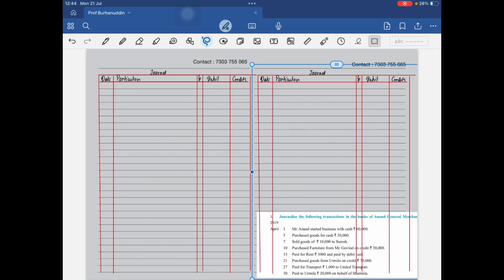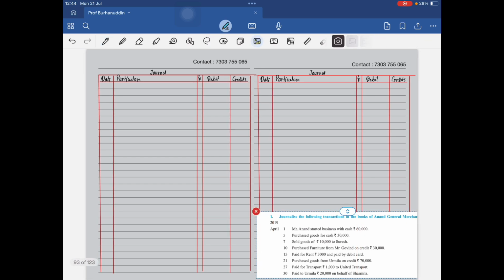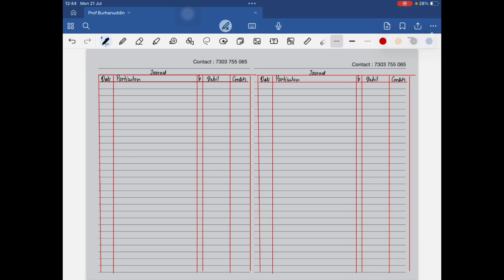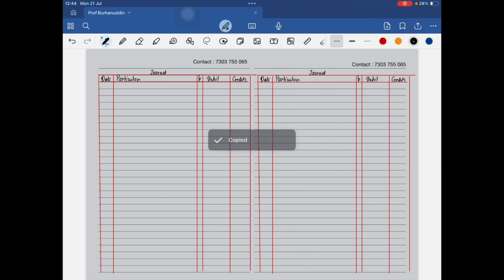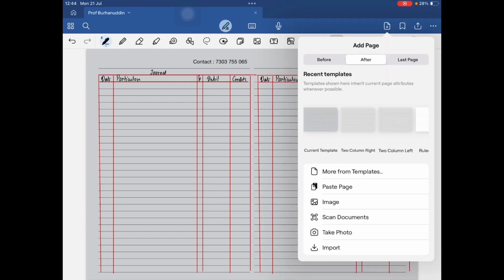Done. Okay. Chalo. We'll just remove this for a minute. Copy and paste. ठीक है ना?